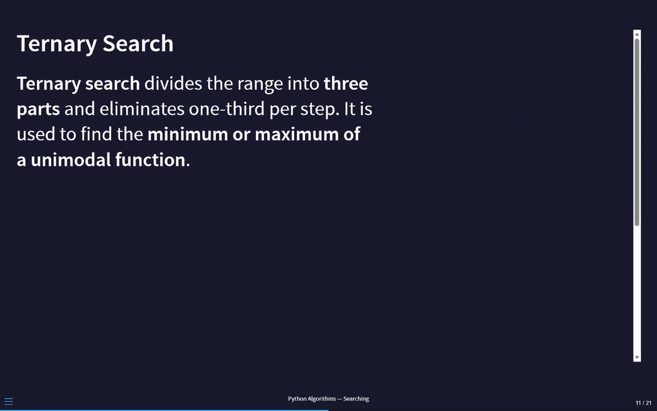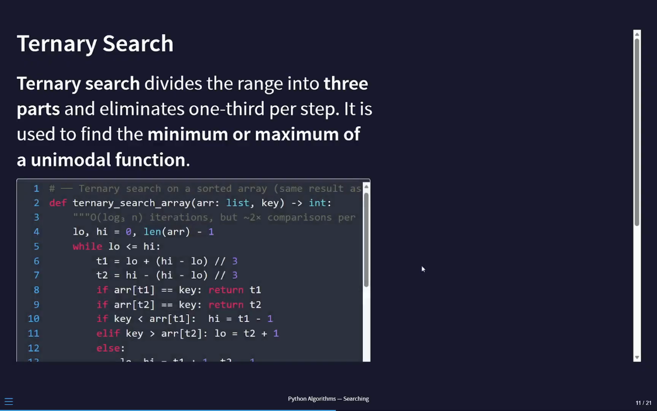Next, ternary search divides the search space into 3 parts. On sorted arrays, this is actually worse than binary search despite the smaller number of iterations, and it's worth understanding why. But on unimodal functions, ternary search is the correct tool. Applied to a sorted array, divide with 2 probe points, t1 and t2, each 1/3 of the way from the ends.